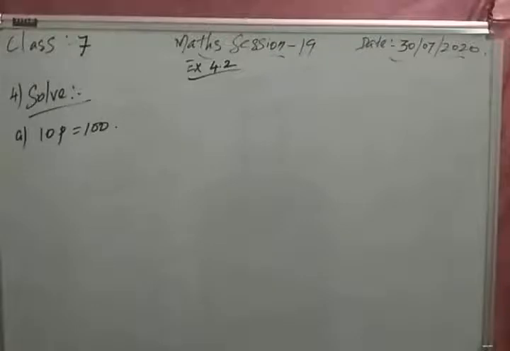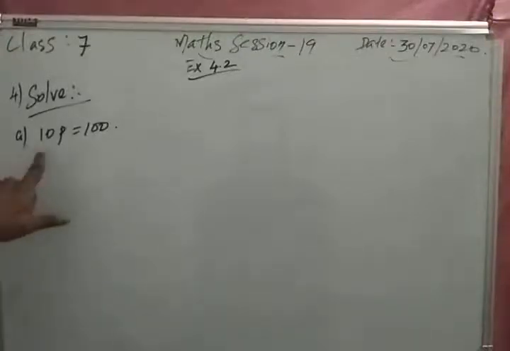Now next, the fourth one. Solve the following equations. In A they have given 10p is equal to 100. Until now we have calculated by dividing on both sides, by whatever term is there. But now we are going to solve directly.